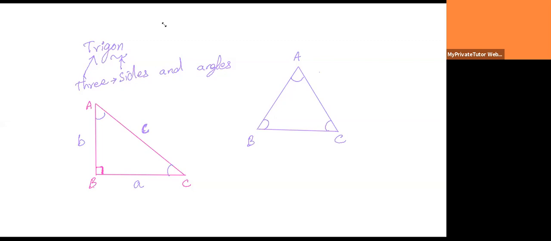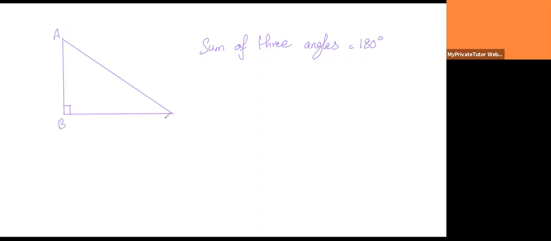What I mean to say about complementary angles: in a triangle we have three angles. All three angles add up to what? The sum of the three interior angles of a triangle is 180 degrees. So for example, if we say ABC, where B is the right angle, angle A plus angle B plus angle C add up to 180 degrees.